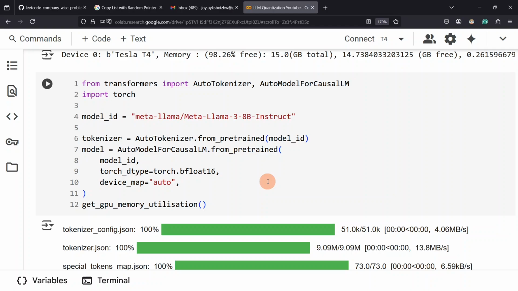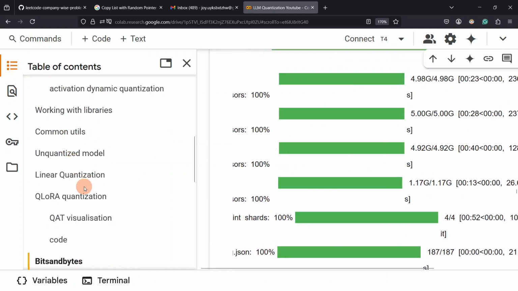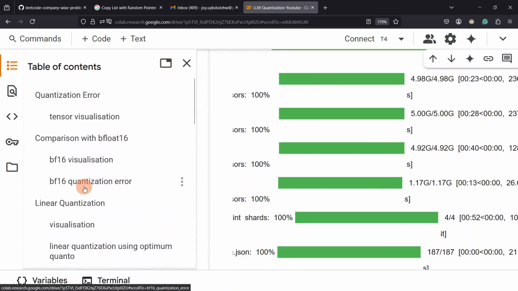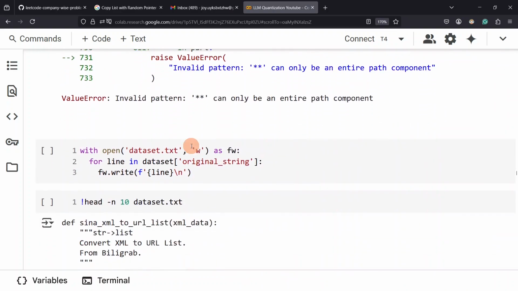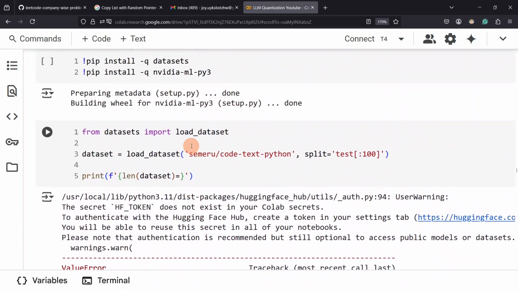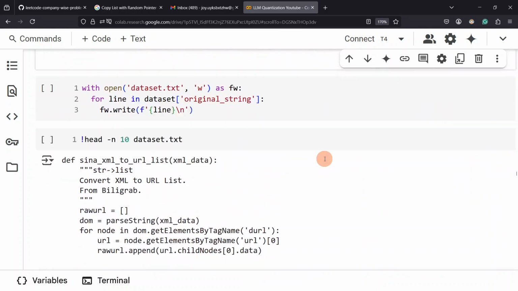Let's look at the 8-bit code. If you load the Meta Llama 3 8 billion instruct model, then the memory usage is around 13 GB. Before going ahead, let me take you through some of the common code that I have written. We are doing the Hugging Face login here. One thing we'll try to do is calculate the perplexity of the models. For this, I am loading the Sumeru code text Python dataset and just loading 100 samples from it. You can take more samples or create your own dataset for your use case.